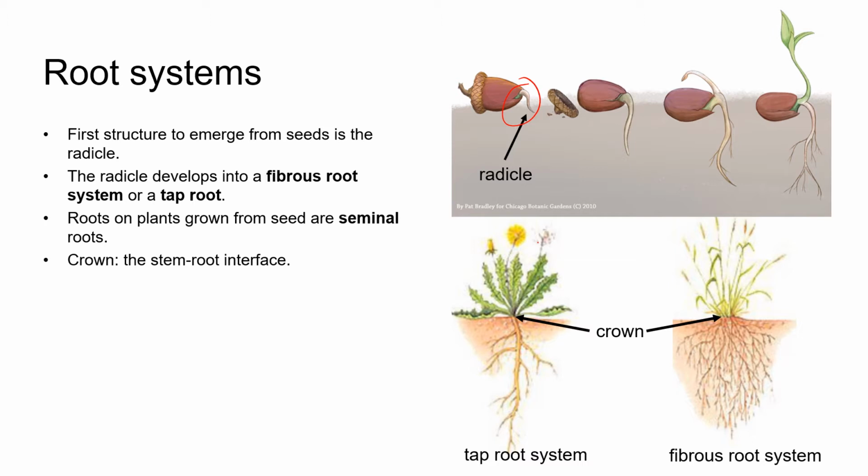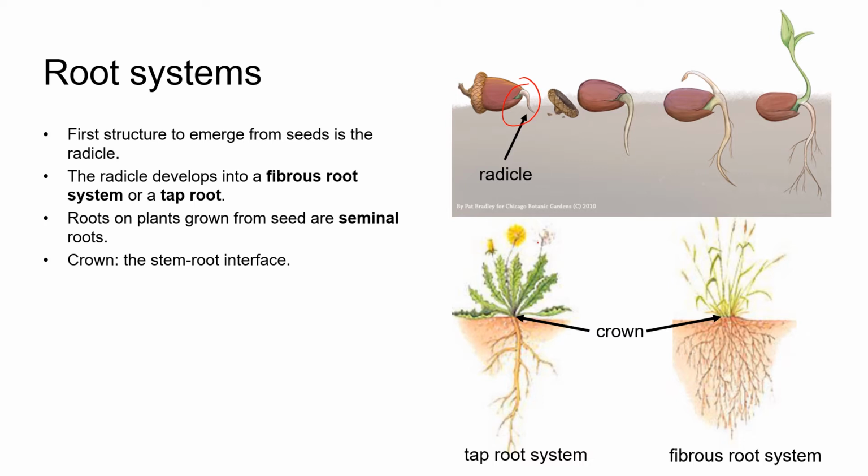Once the radicle has broken through the seed coat, it starts to develop into one of two main types of root systems, either a fibrous root system or a system dominated by a taproot. The type of root system a plant develops is controlled by its genetics. The roots on plants grown from seed are sometimes referred to as seminal roots, and the word seminal comes from the Latin for the word to sow, just like the Spanish words sembrar or semilla.